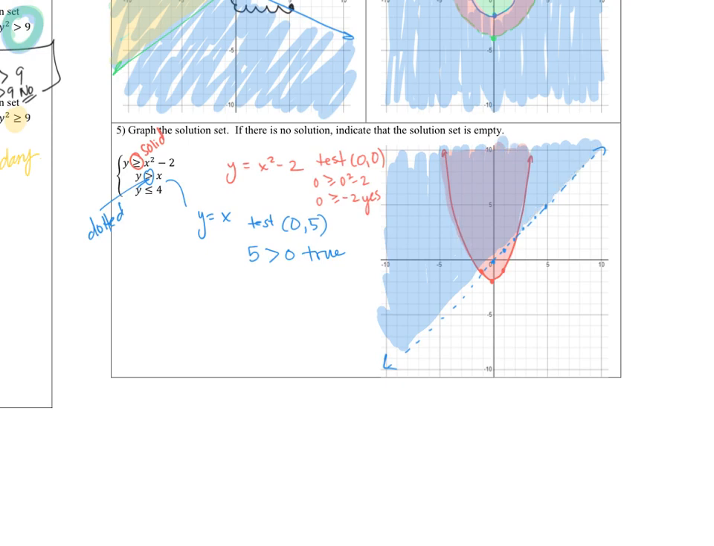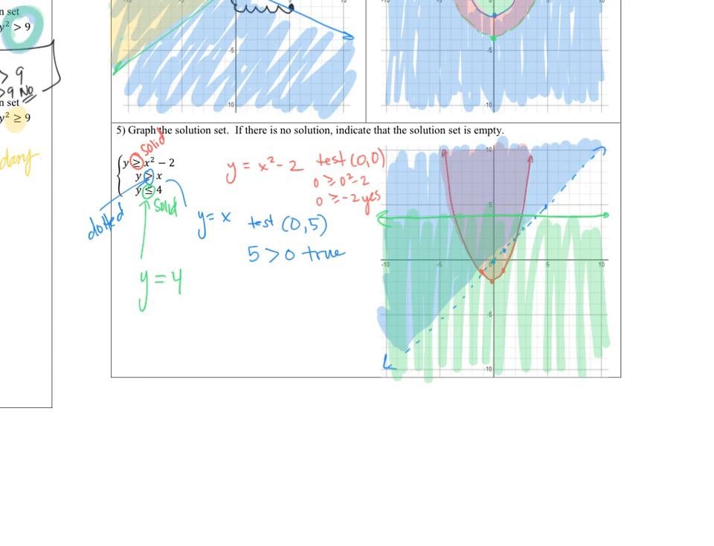So we have one more section, and that's looking at y equals 4, and that's going to be solid. It's a horizontal line, solid. And this one we could just read. It says y is less than that line, which is everything below. So I'm going to shade everything below that. And so hopefully you can see that overlap in there. The overlapping section is this little part right here in the middle. So we're above the blue line, below the green line, and inside our parabola. And that's our solution set.